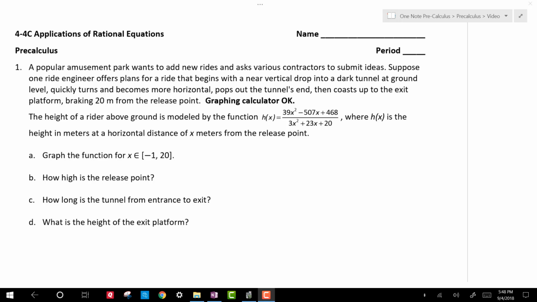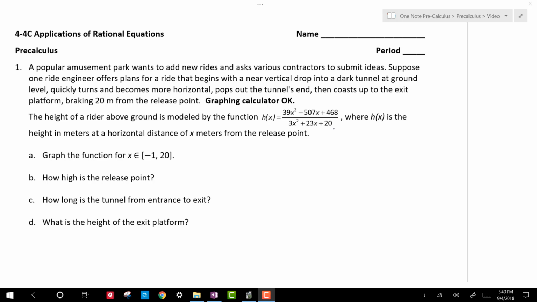So the first thing we've got here is a popular amusement park wants to add new rides and asks various contractors to submit ideas. Suppose one ride engineer offers plans for a ride that begins with a near vertical drop into a dark tunnel at ground level, quickly turns and becomes more horizontal, pops out of the tunnel's end, then coasts up to the exit platform, braking 20 meters from the release point. All right, so that's the scenario, and it says then that the height of the rider above ground is modeled by the function h of x, and you can see it here.